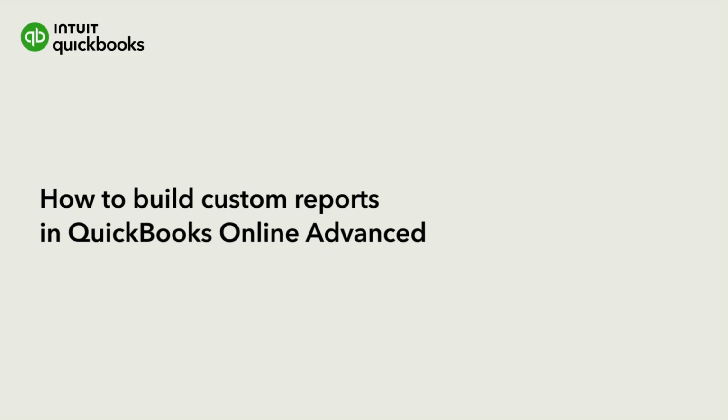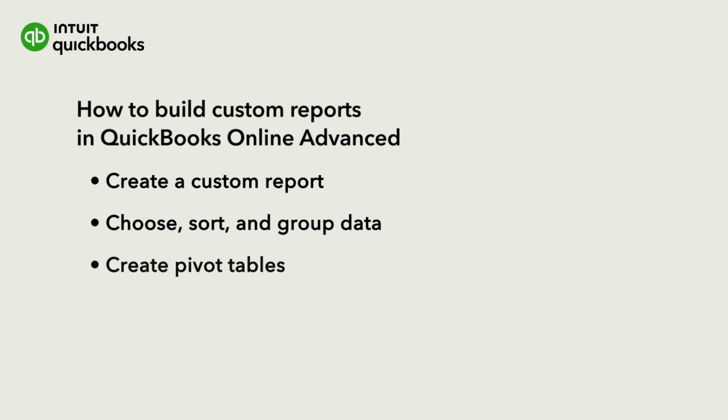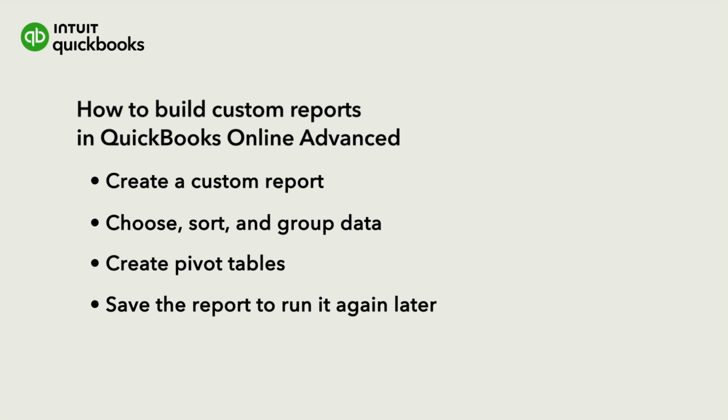QuickBooks Online Advanced includes hundreds of ready-made reports that you can run at any time, but you can also create your own. We'll go over how to create a new report, including how to choose, sort, group, filter, and create pivot tables with your data. Then you'll learn how to save the report so you can run it again later. Feel free to use the chapters below to skip to a section of the video.